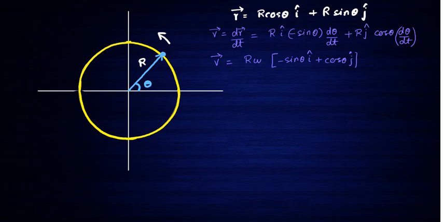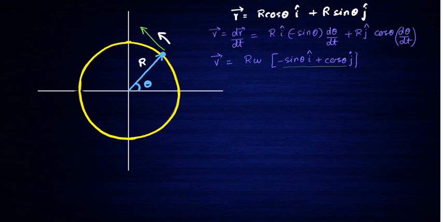Now this particular quantity, minus sin theta i cap plus cos theta j cap, is an interesting quantity. It points in the tangential direction, because as you can imagine, the i component is negative and the j component is positive, so intuitively you can observe that it points in the tangential direction. It can be exactly shown to be pointing in the tangential direction as well, because it happens to be perpendicular to the blue radius vector.